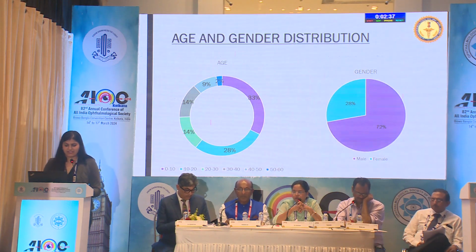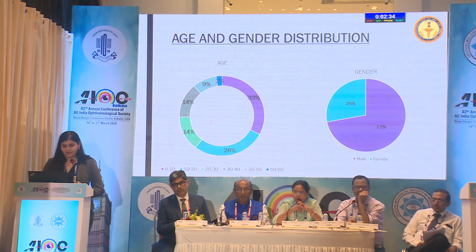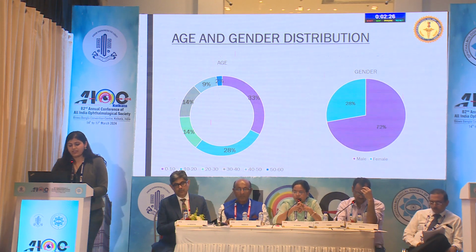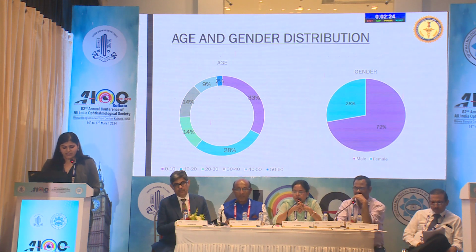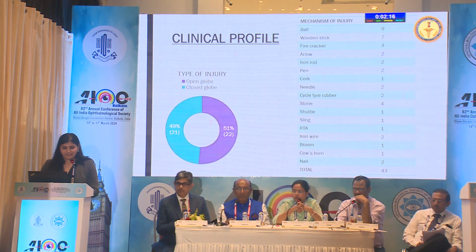As we can see in the first pie chart, the maximum number of patients were pediatric, with age between 0 to 10 years, 33% of them, followed by 28% in the age group of 10 to 20. There was a male preponderance with a ratio of 3:1. The type of injury was roughly equal for us. Open globe and closed globe were almost similar, and the mechanism of injury is tabulated here, with the maximum being because of a ball or a wooden stick, and there were various others among those.